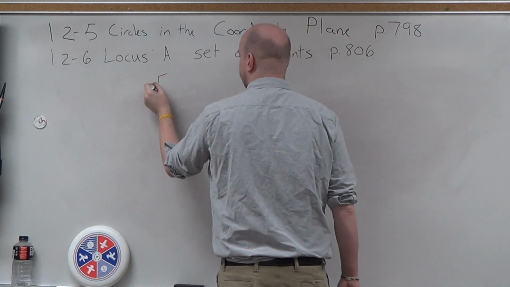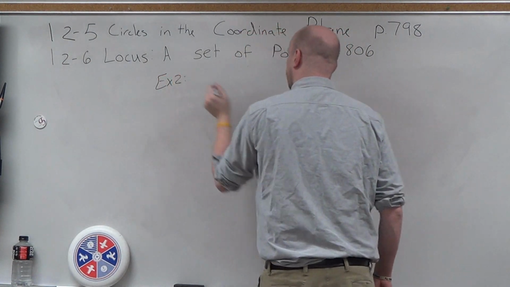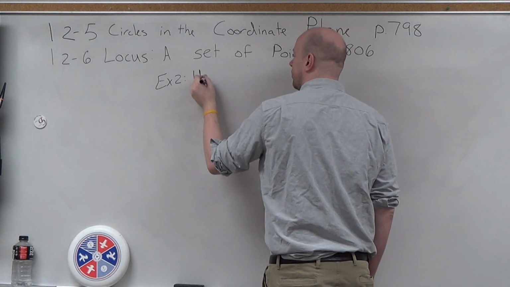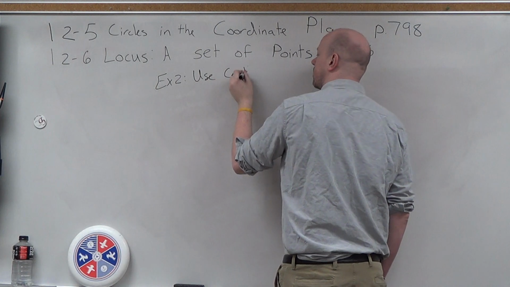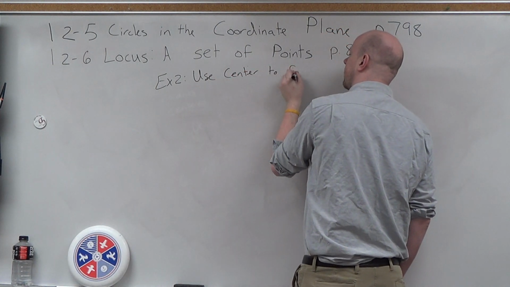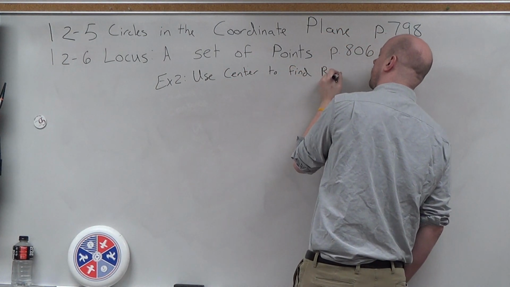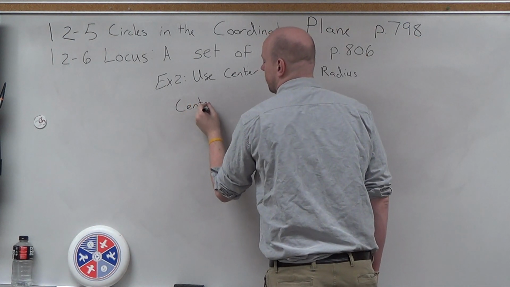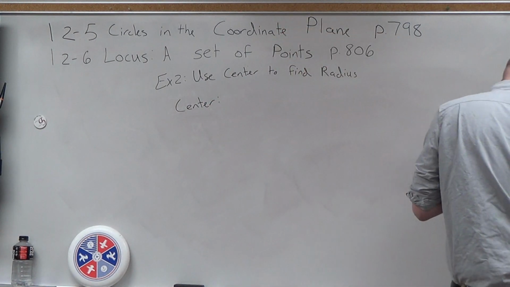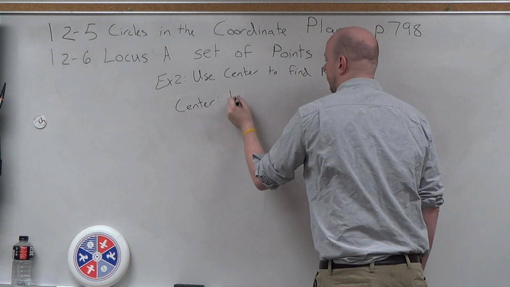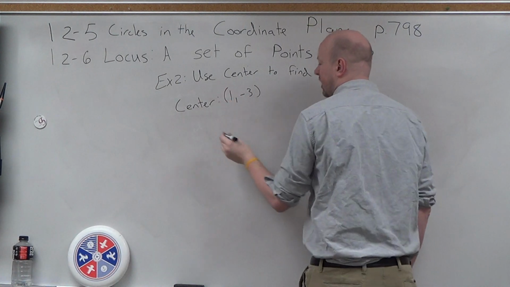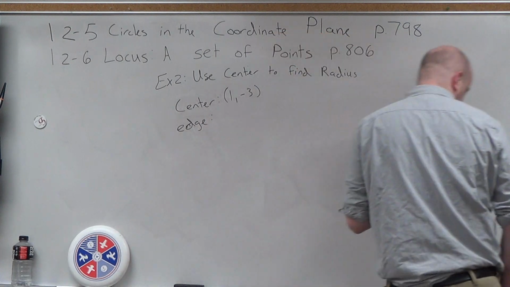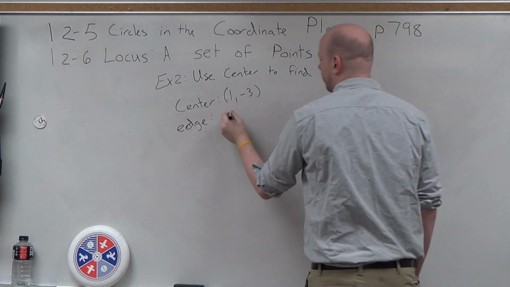Example 2. We're going to write an equation, but we're going to use the center to find the radius. So if I tell you that the center is 1 comma -3, and I tell you that the edge of the circle is at 2 comma 2.